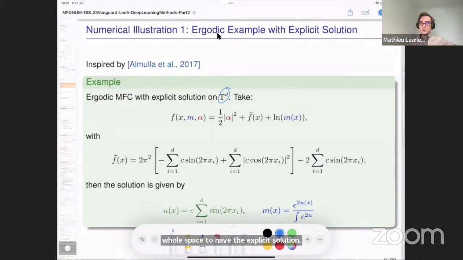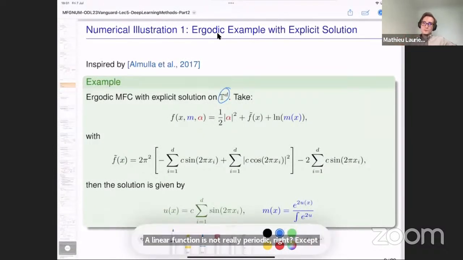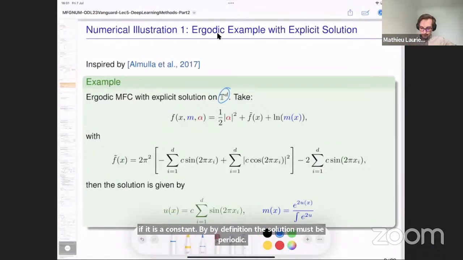So why do you need the whole space? In particular, the control is a linear function. A linear function is not really periodic, right? Except if it is constant. By definition, the solution must be periodic. So linear quadratic does not work.